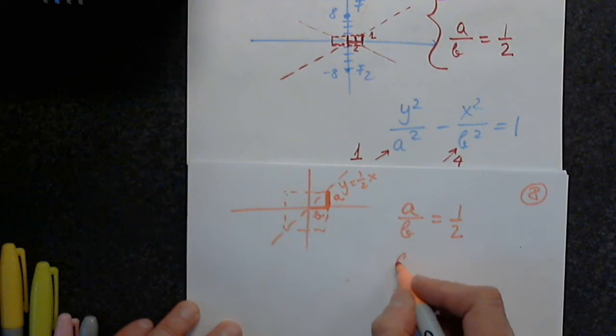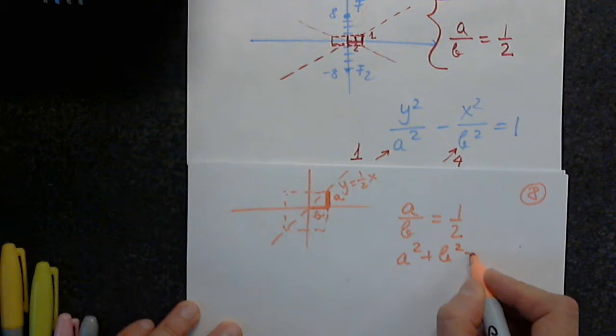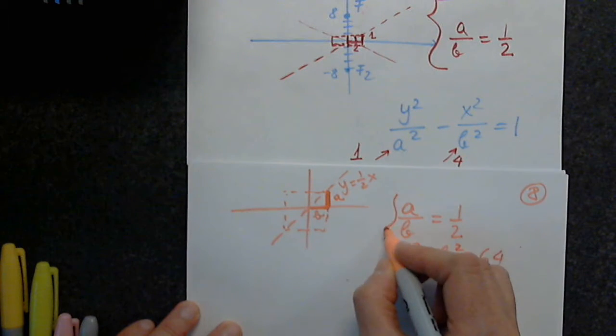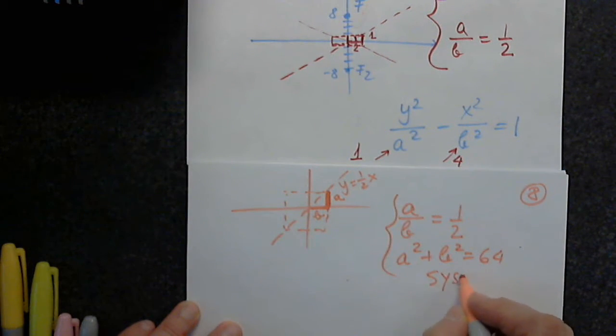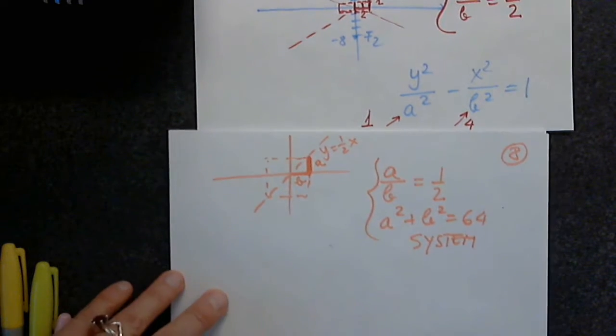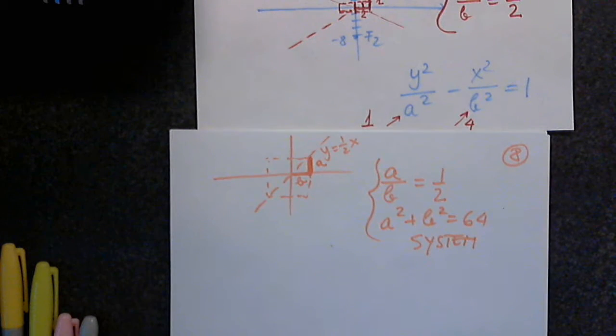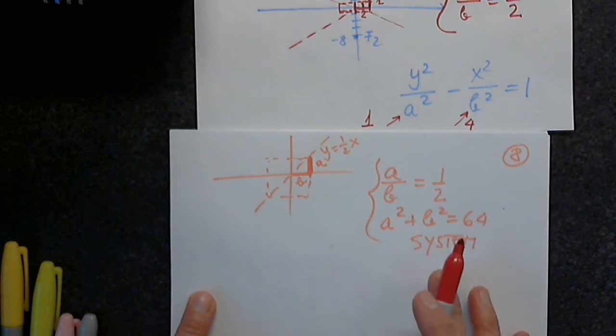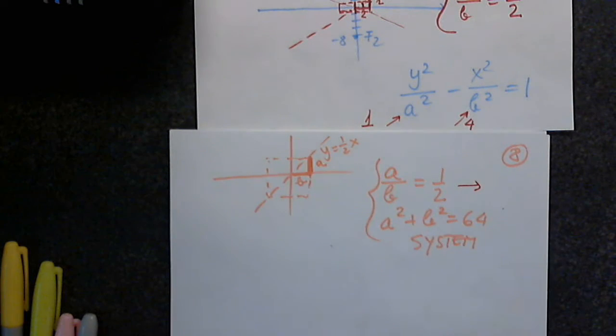I do have another equation, which is A squared plus B squared equals 64. This is a system of 2 equations in 2 variables. From this system, I have to solve for A and B. So, what would you recommend we do? Substitute. Exactly.